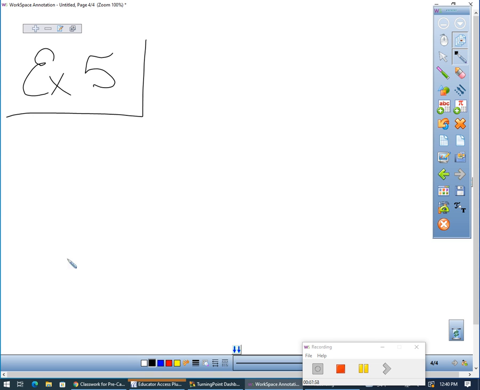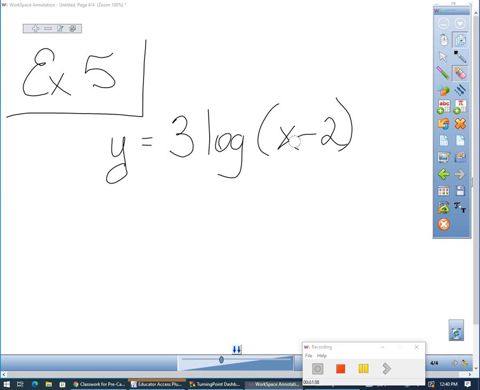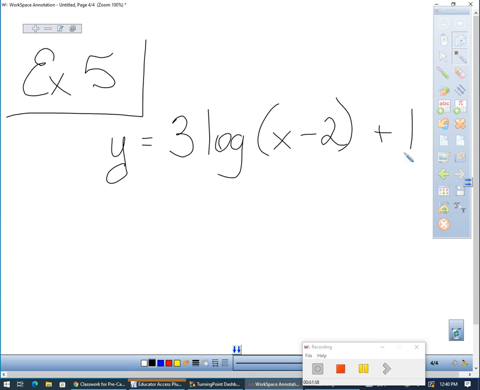All right, so if I were to give you y equals 3 log of x minus 2 plus 1. Okay, and we're going to describe the transformation to begin with. First of all, what does that 3 in front do? Good, stretch by 3. How about the x minus 2? Right, right 2. And up 1, very good.